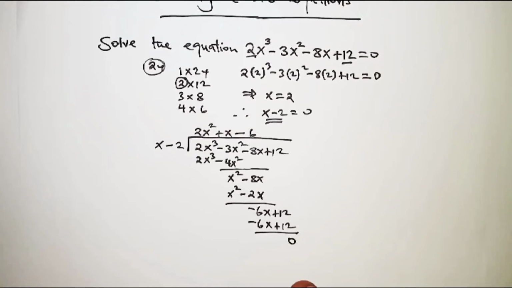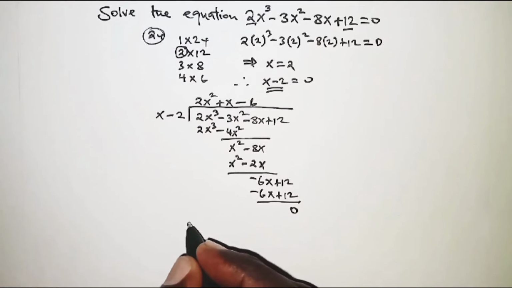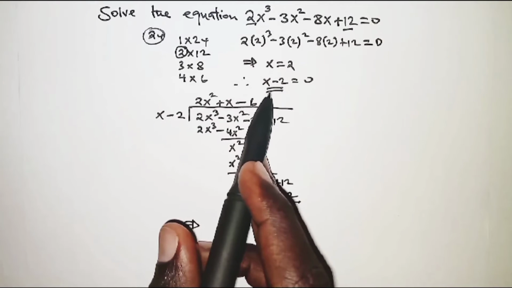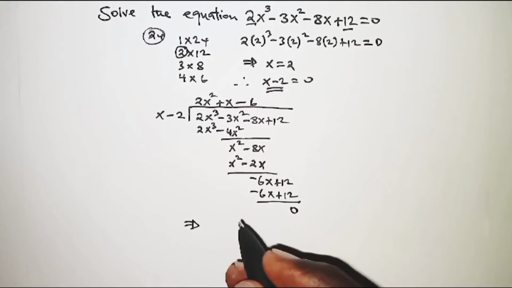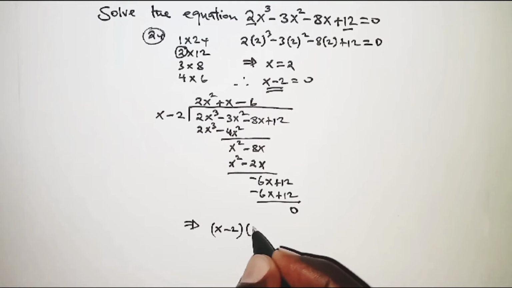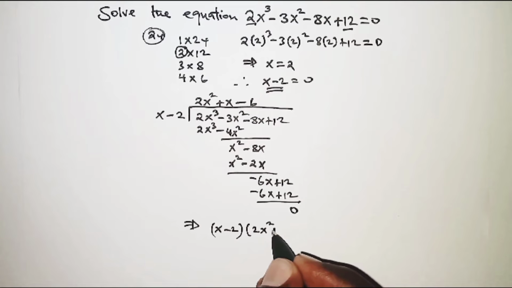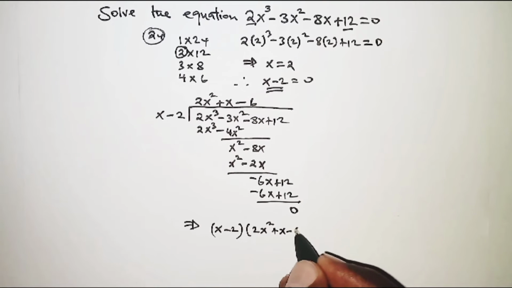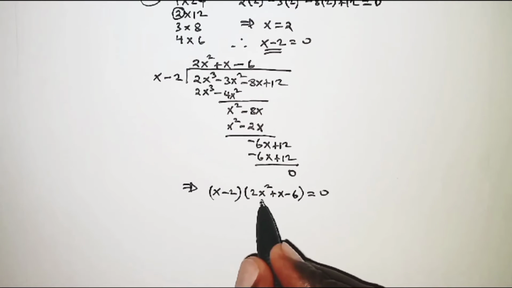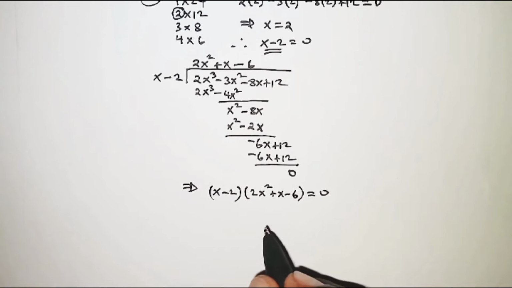So that should imply that x minus 2 by this should give us 0. So we have x minus 2 by 2x squared plus x minus 6, that should be equal to 0. The next thing is to factorize the quadratic part.